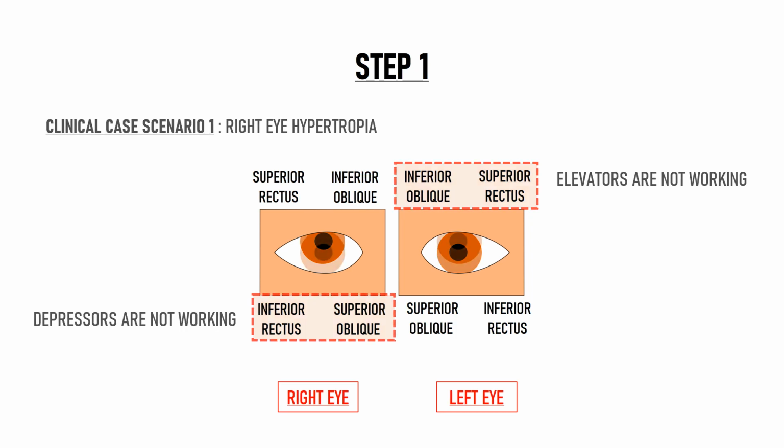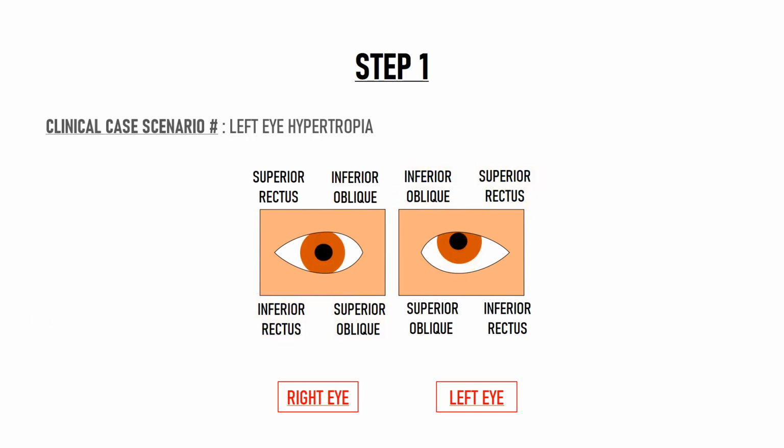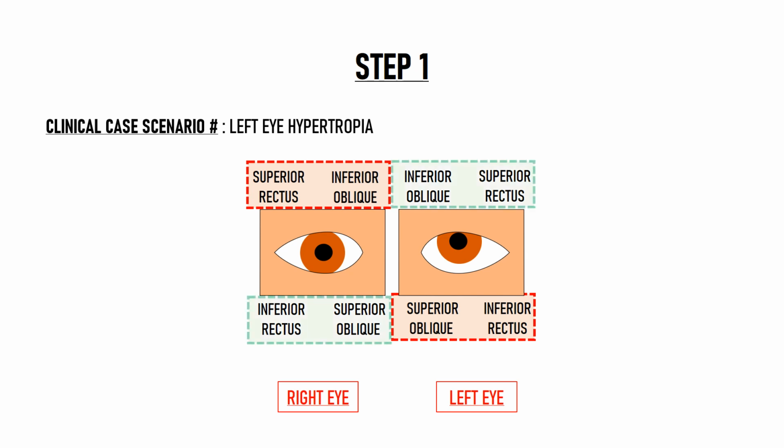If we consider the opposite situation, which is left eye hypertropia, in this case either the depressors of the left eye, that is left inferior rectus and left superior oblique, are affected, or the elevators of the right eye, that is the right superior rectus and the right inferior oblique, are affected. And this also means that the remaining 4 cyclovertical muscles in this patient are working normally, because their paralysis cannot explain this deviation in the primary position.